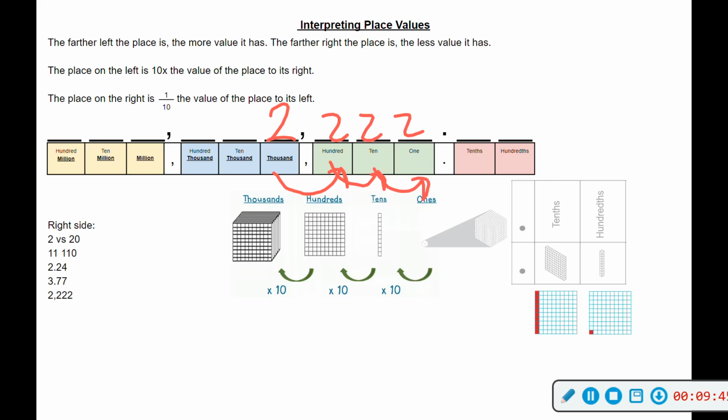I can also say that the 2 in the ones is 1/10 the value of the 2 in the tens. I can also say the 2 in the tens is 1/10 the value of the 2 in the hundreds, I can also say that the 2 in the hundreds is 1/10 the value of the 2 in the thousands.